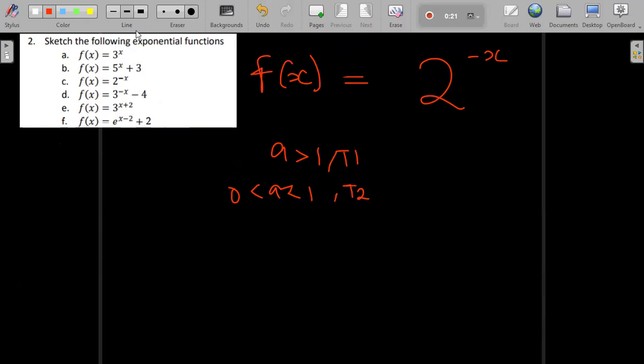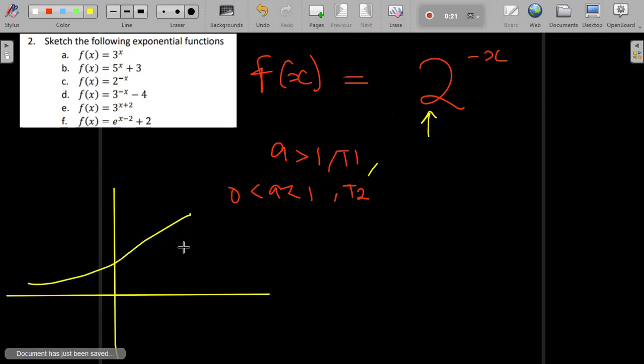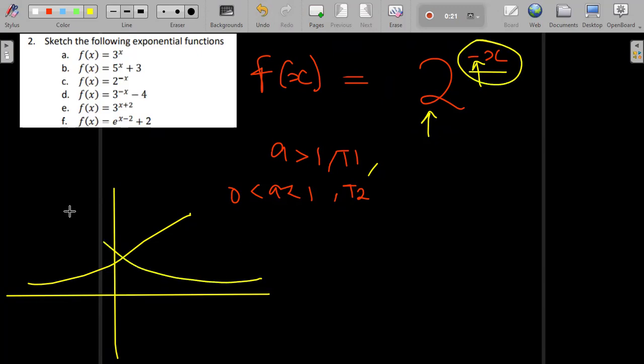So if there is a negative on the x in the power, that negative will switch the type of sketch. Here we look at this value, the a. The a is greater than 1. So initially, it's supposed to be a type 1 graph. Meaning if you have something like this, it will start from here and then it will go like that. But because they have added this negative in the power, it will change this graph from a type 1 to a type 2. Because there's a negative there, it will start from here and then it will go like that. So take note of that.